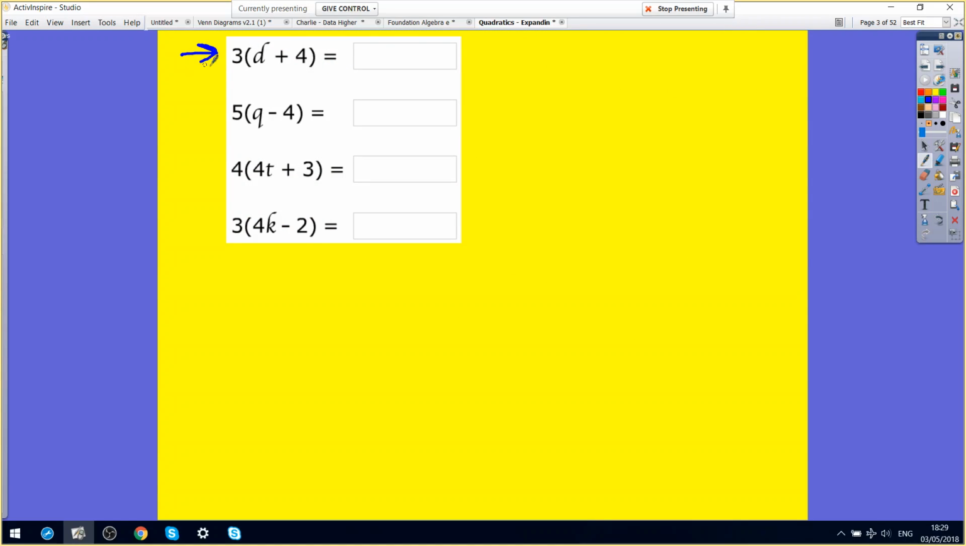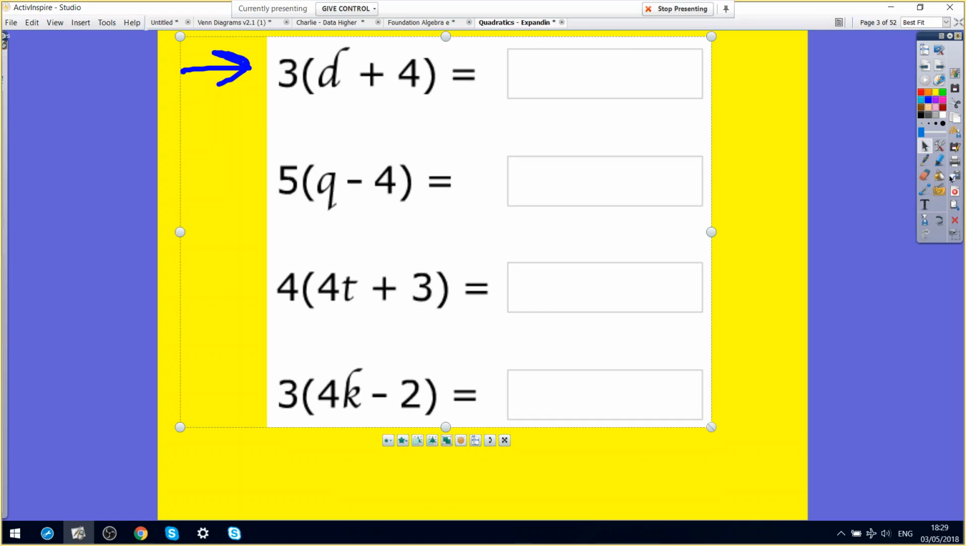So let's say this one. How would you do it? Sorry, I'm really tired today. So outside times the first, outside times the second. What is it? 3D for the first one. Yeah. And for the second bit, that would be 12. Yes.